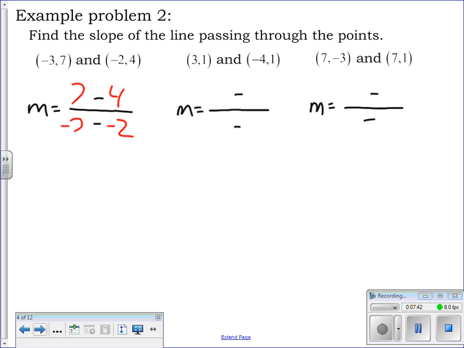Always, always, always just plug things in before you simplify. If you don't plug them in and you start doing it in your head, you'll screw it up, because that's what everybody does that tries to do all this stuff in their head. Write it down first and then simplify. So 7 minus 4 is 3. Negative 3 minus, that's negative 3 plus 2, which is negative 1. So I get negative 3. That's my slope.